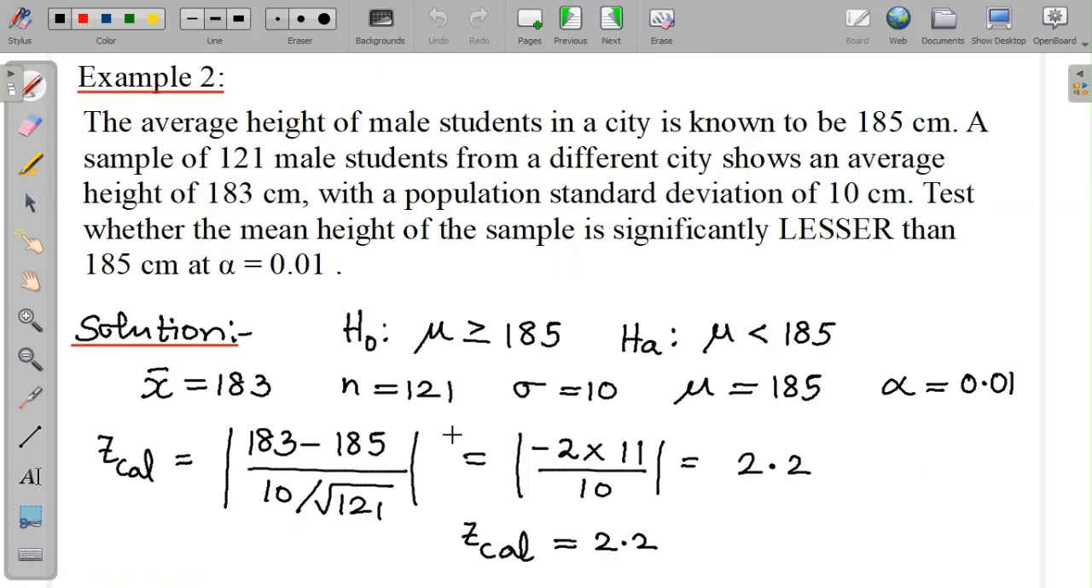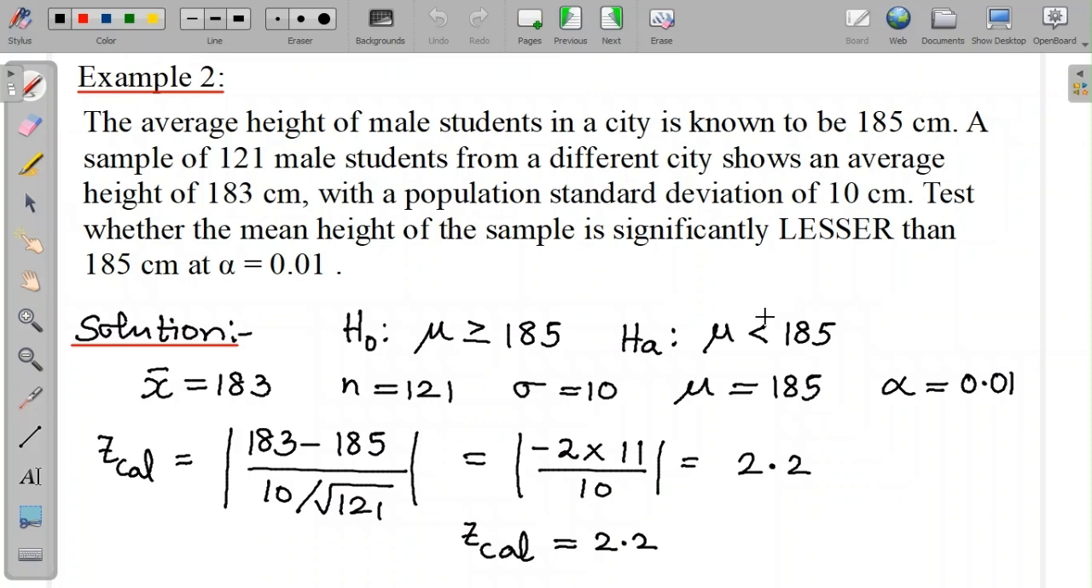The next example is the one we have already seen when we discussed the analytical solution of hypothesis based on large samples. It goes on like this. The average height of male students in the city is known to be 185 centimeters. We want to analyze this claim. We consider a sample of 121 having an average of 183, and the population standard deviation is 10 centimeters. We find out if this claim is accepted at 1% level of significance.